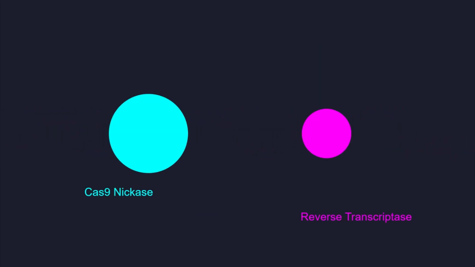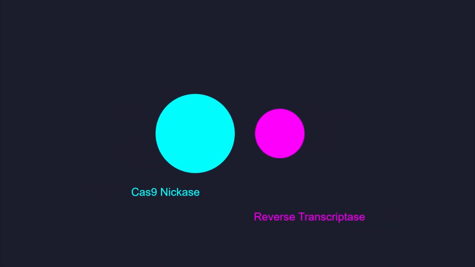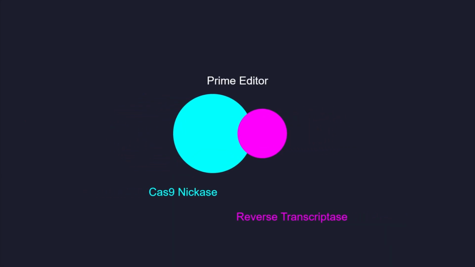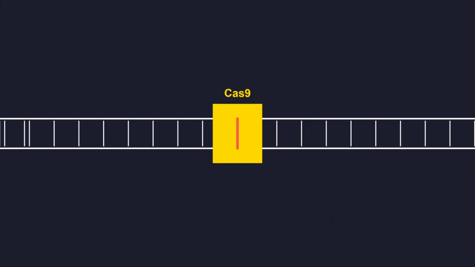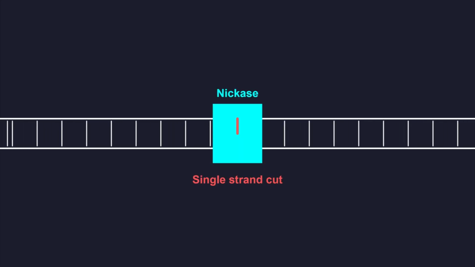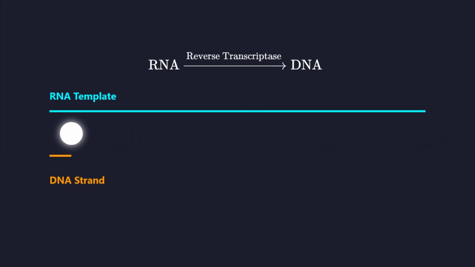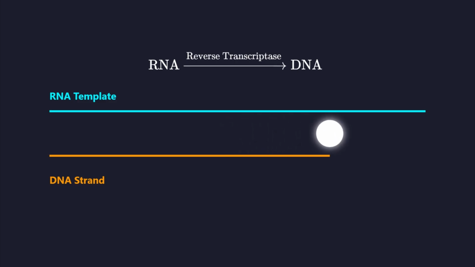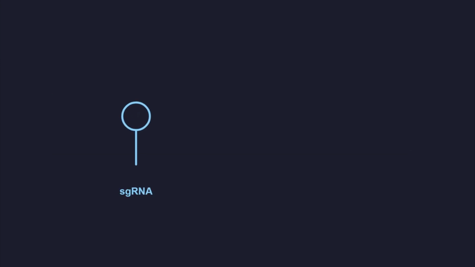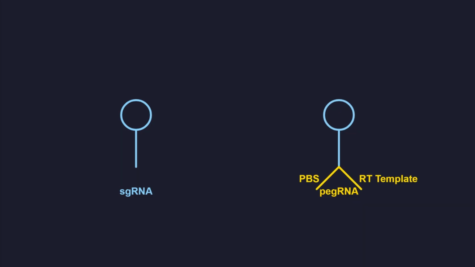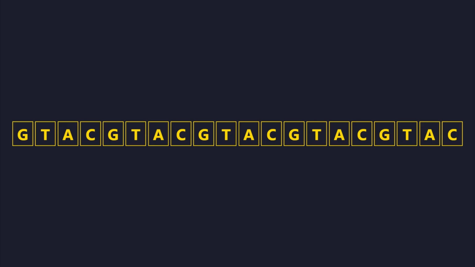The prime editor is a massive molecular machine created by fusing a modified Cas9 nickase to a reverse transcriptase enzyme. Unlike the original Cas9, this nickase version is engineered to cut only one strand of the deoxyribonucleic acid helix. The reverse transcriptase component is the engine of change, capable of writing new genetic information directly from a ribonucleic acid template into deoxyribonucleic acid. This process is directed by a prime-editing guide ribonucleic acid, a multifunctional molecule that is significantly larger and more complex than standard guide RNAs.